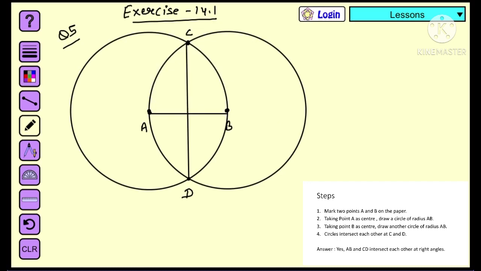So we can write: yes, AB and CD are at right angles.